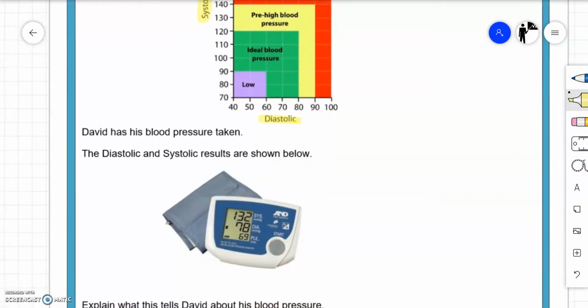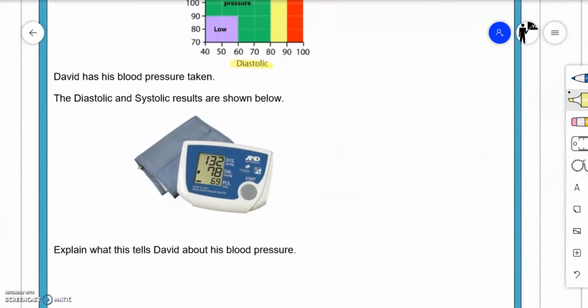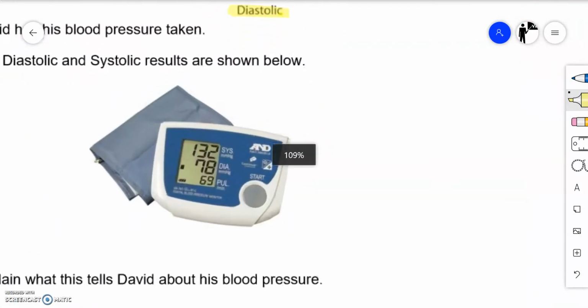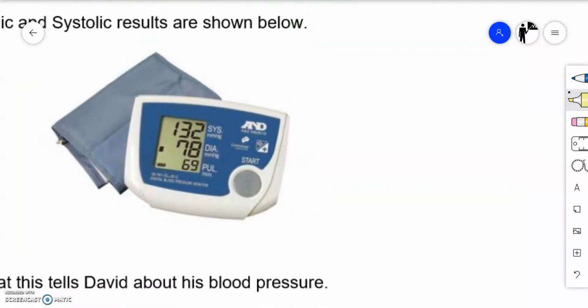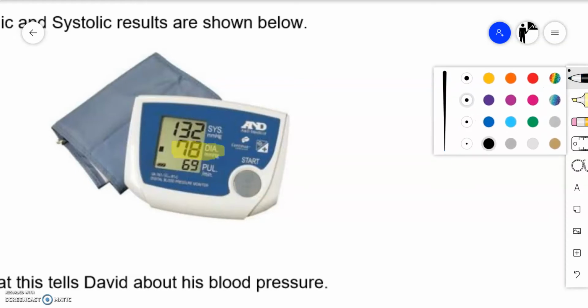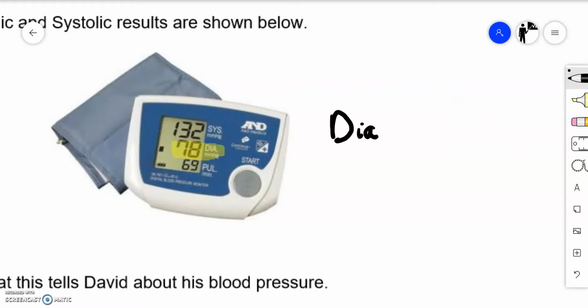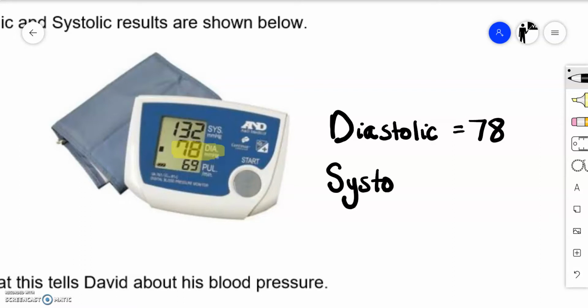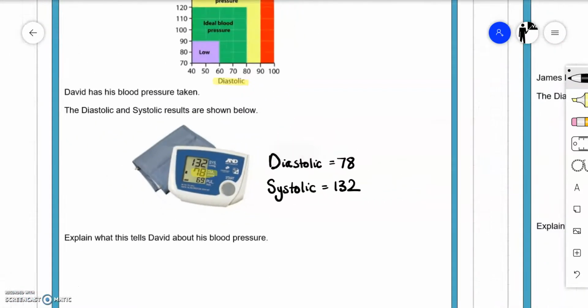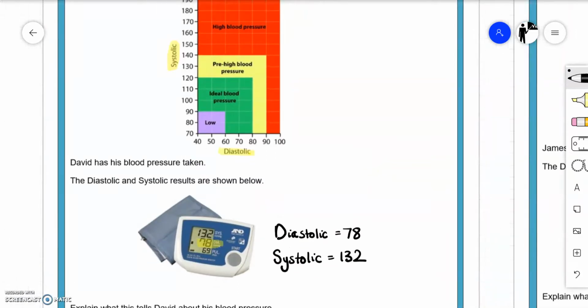Let's have a look. David has his blood pressure taken. The diastolic and systolic results are shown below. Okay, so let's have a look. So here is his diastolic. So his diastolic is 78 and his systolic is 132. So we need to find that region in our chart.